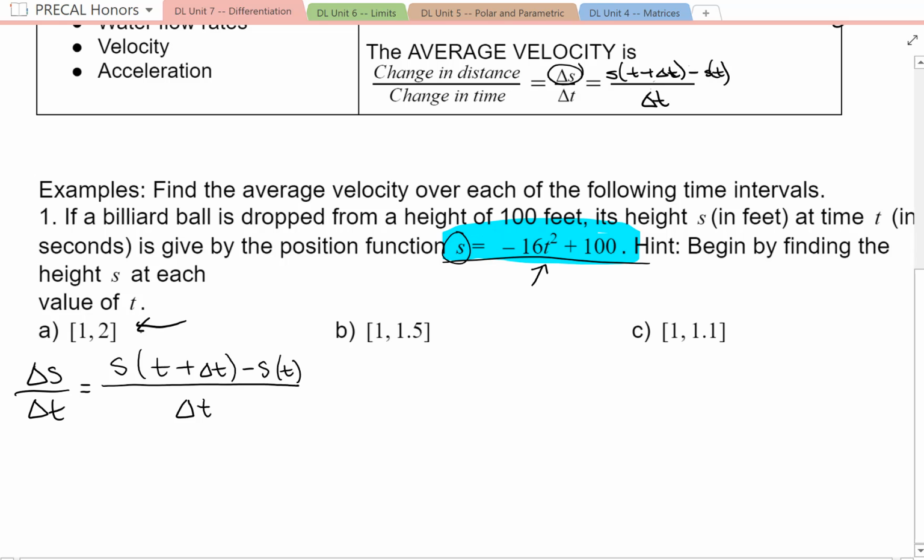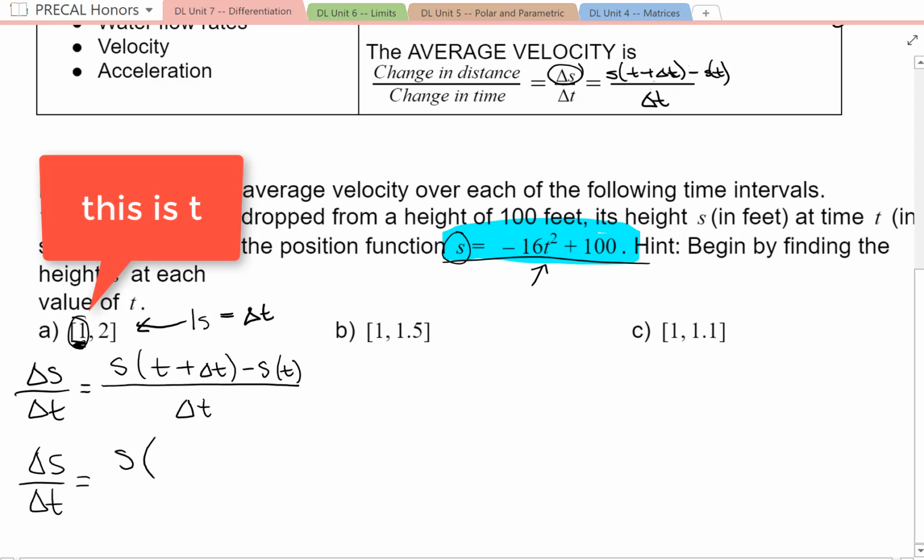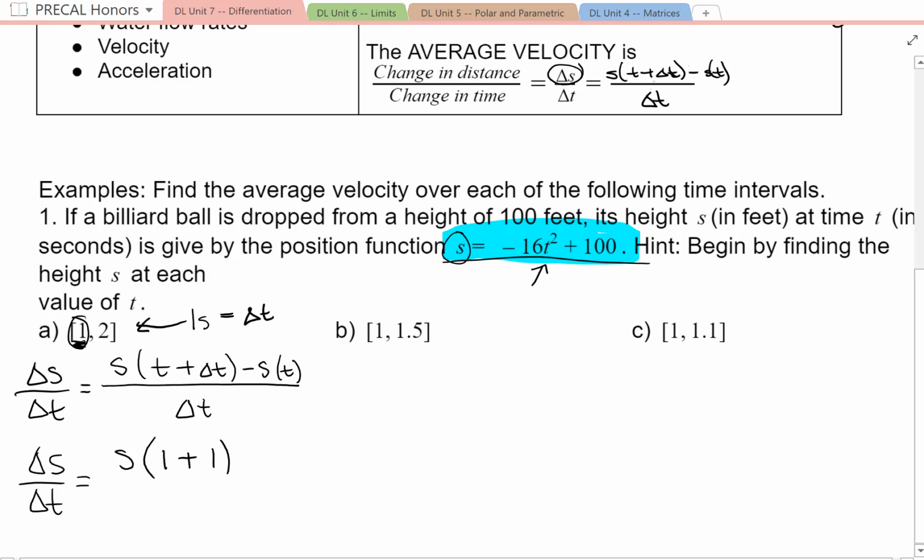The change in time here is from 1 second to 2 seconds. So the change from 1 to 2 is 1. You added 1 second. So 1 is delta t. The change in time is 1 second. Delta s over delta t is equal to the function of t, the time we start with, so s of 1 plus 1 minus s of 1 over delta t. This is just rate of change, slope formula.